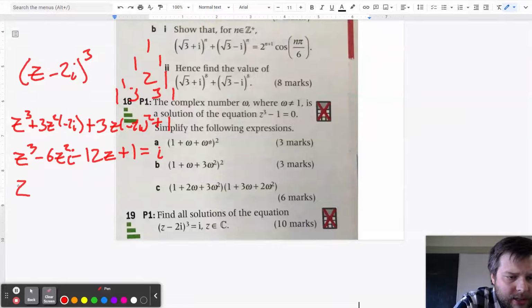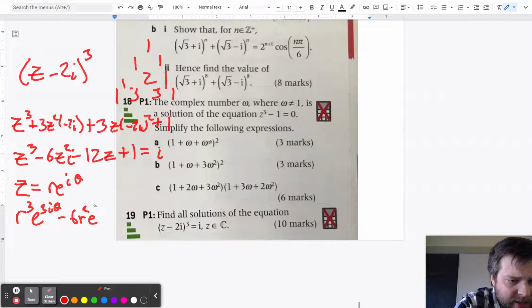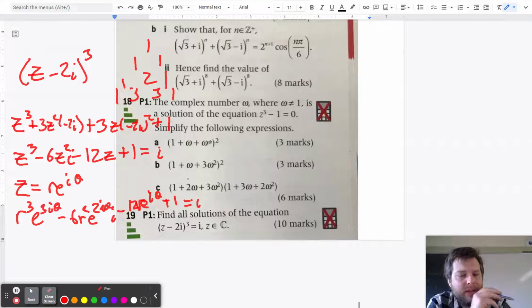We could try at this point to write it in terms of re to the i theta, and then we would get r cubed e to the 3i theta minus 6r squared. Yeah, see, I think this is where it kind of breaks down, is that I can't see, there might be, but I'm not seeing a nice way to then factor this or solve this. I think that the only approach actually is the other way that I did it, where you find the cube roots of i first and then go from there.